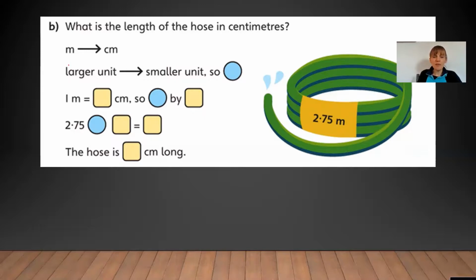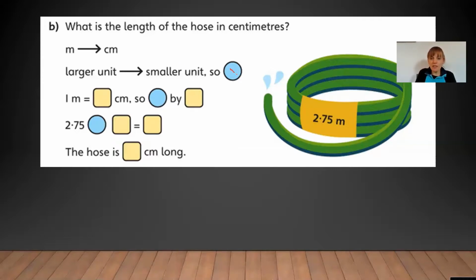If you're confused, a way of thinking about this is to think of a metre stick. A metre stick is very large. You've got 100 centimetres inside one stick. So if I'm starting with 2.75 metre sticks, that's a long distance. And I now want to know how many centimetres there are in that length of 2.75 metres. So this time I'm starting with a larger unit and I want to know how many of those little smaller units there are inside that length.